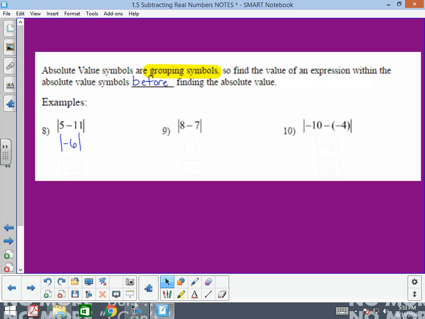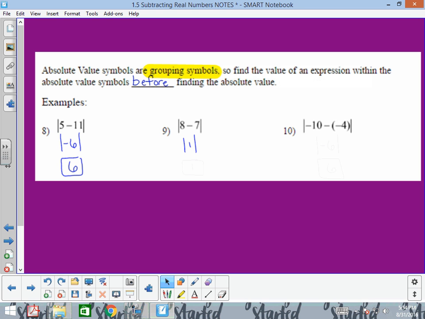Then we take the absolute value. So absolute value, make it positive or keep it positive. So that'd be positive 6. Okay, on this one, we're going to do 8 minus 7 first, which is 1. Notice that 1 stays inside the absolute value symbols. So the first step is to do what's inside the absolute value symbols, then take the absolute value. So absolute value makes it positive or keeps it positive.